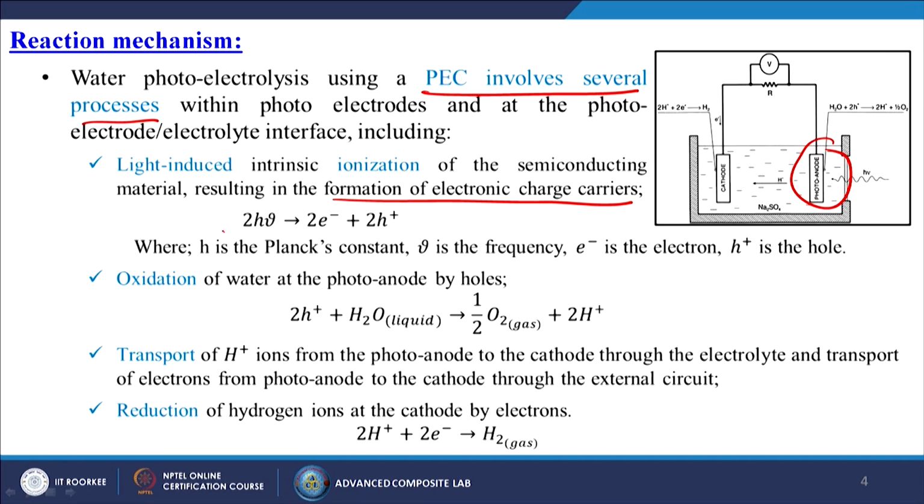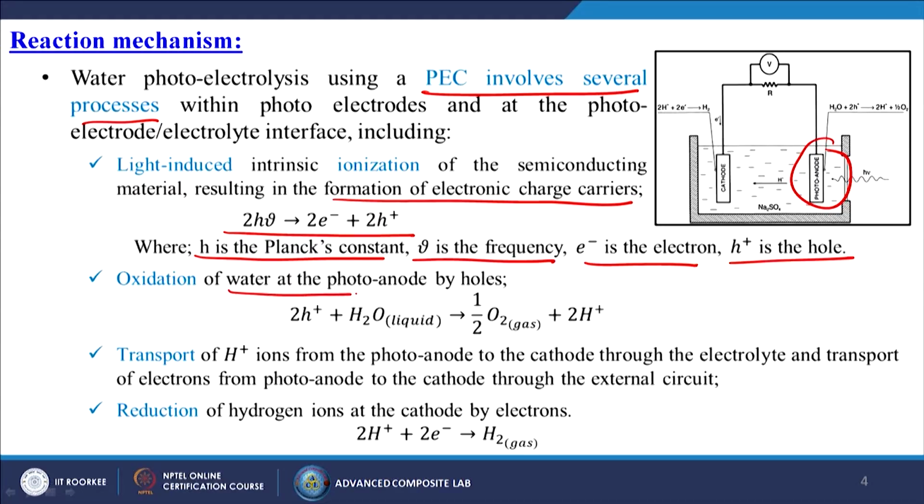What is happening? Then 2hν tends to 2 electrons and 2 holes, basically it is giving a pair. So, now where h is the Planck's constant, ν is the frequency, e⁻ is the electron and h⁺ is nothing but the hole. So, that means it is generating 2 holes and 2 electrons simultaneously.